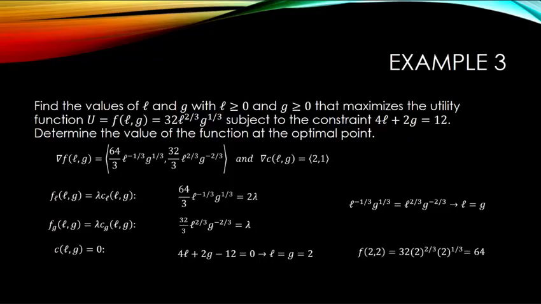My function has a critical value at the point 2, 2, and when I plug that in, I get 32 times 2 to the 2/3 times 2 to the 1/3, which is equal to 64. This is my optimal value of the function at the point 2, 2.